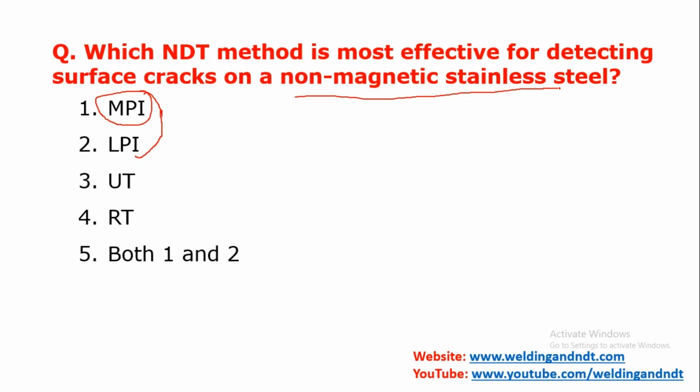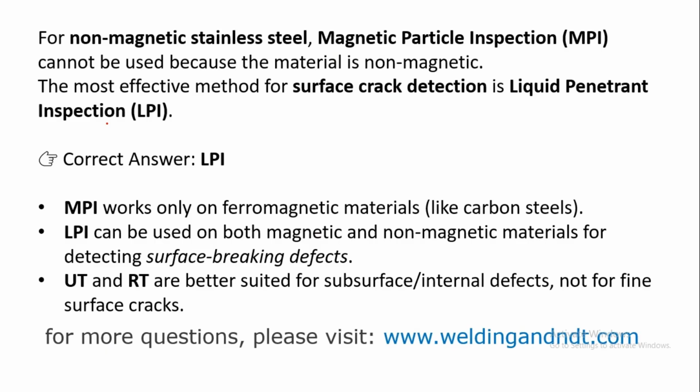So basically, MPI is applicable only where the object can be magnetized. On non-magnetic stainless steel, you cannot use MPI. Hence, the correct answer is LPI, that is liquid penetrant inspection. Here explanation is given. You can pause the video and read this explanation.